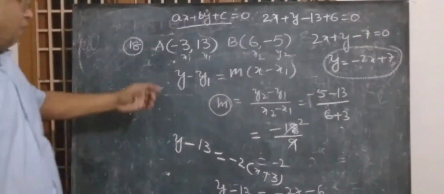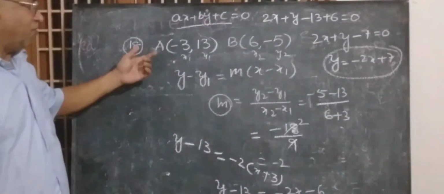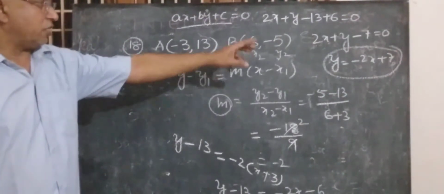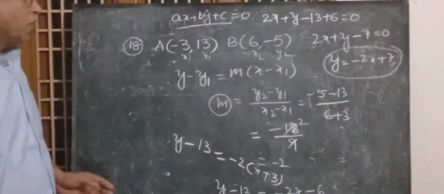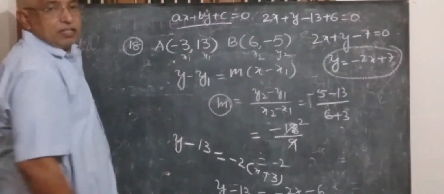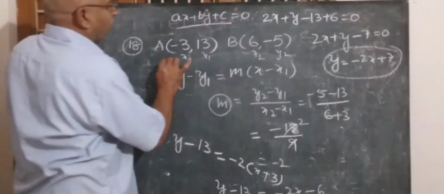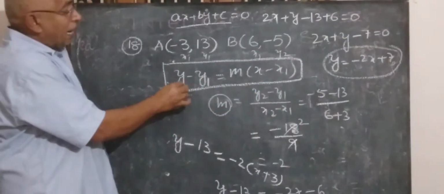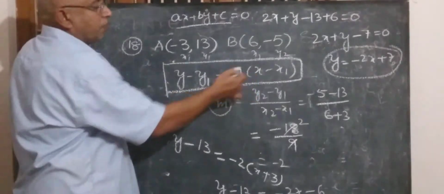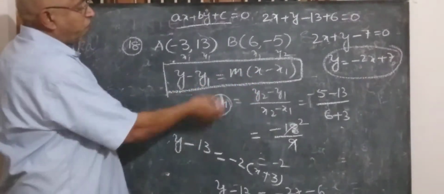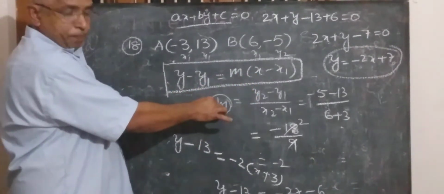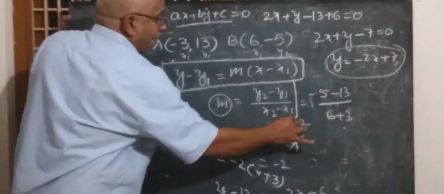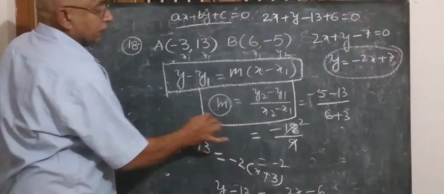Okay. Once again I will tell you this one. A value is minus 3, 13, B value is 6, minus 5. So find the equation of a line. This one is the general formula of the equation of a line: y minus y1 is equal to m into x minus x1. So first we find the value of m. What is the form of m? y2 minus y1 by x2 minus x1.